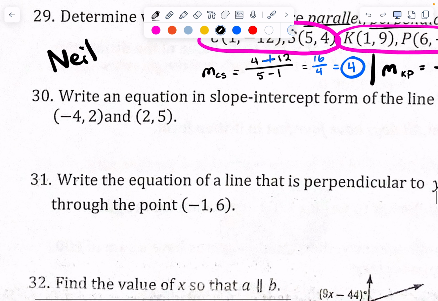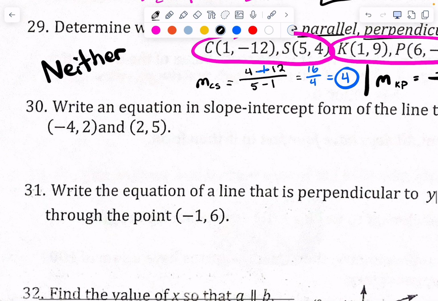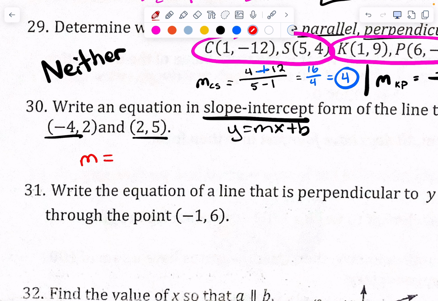Okay, good? All right, next, 30. Slope-intercept form. y equals mx plus b. They give me 2 points to use, right? In my y equals mx plus b, what do we find first? Slope. That's like what we've done the last 2 problems. 5 minus 2, and then 2 minus a negative 4. So it'll be 3 over 6, or 1/2.